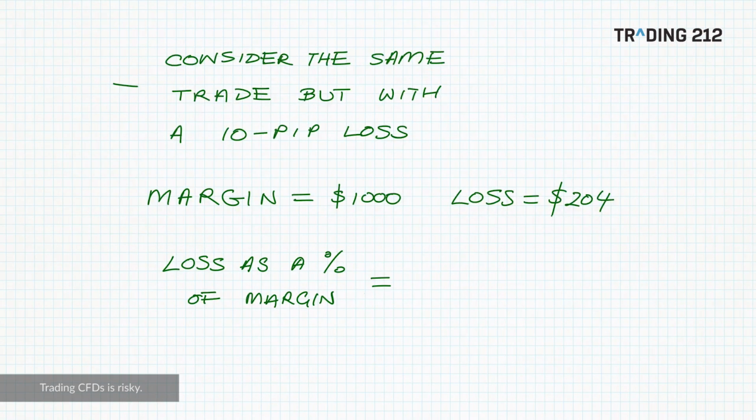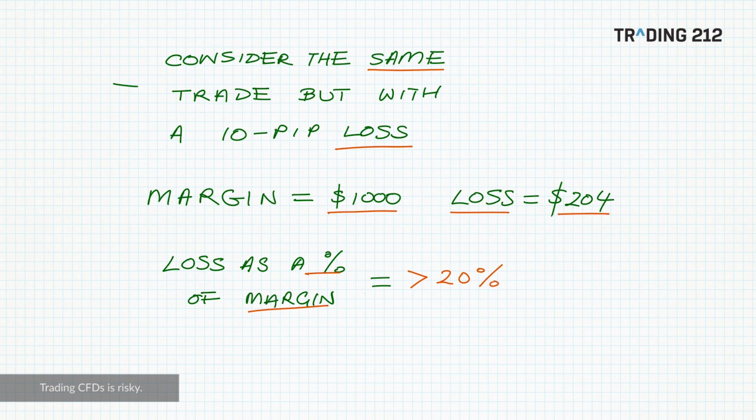Now, if we consider the same trade, but this time as a 10 pip loss instead of a profit, then the margin would be $1,000, the same as before. The P&L expressed as US dollars is $204, but this time it's a loss instead of a profit. And then that loss expressed as a percentage of the margin you put down would be greater than 20%.